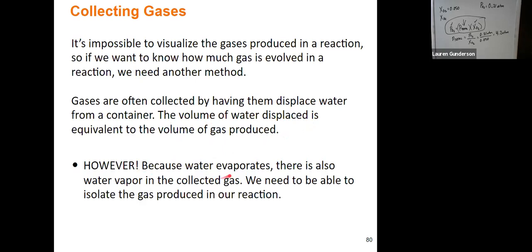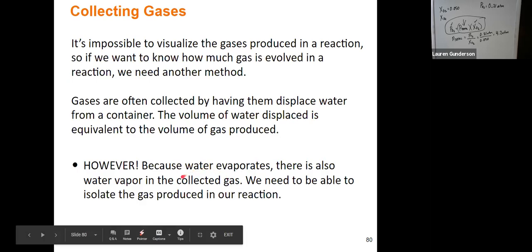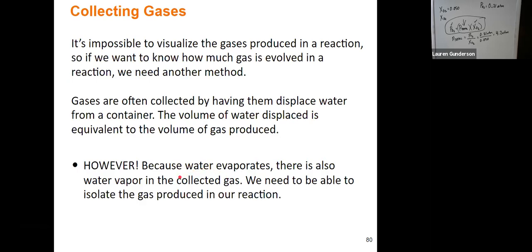But because water evaporates, we also have to take into account the water vapor in the gas that we collect. Our gas product gets contaminated by the water as it's running through the water and pushing the water out of its way. So for us to find out information about our product gas in particular, we have to make sure that we remove the water vapor numerically from our reaction, so that we focus only on the gas that's being produced in a reaction.